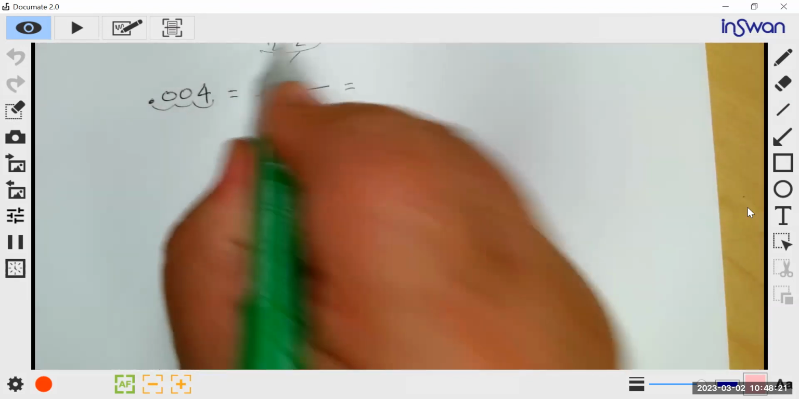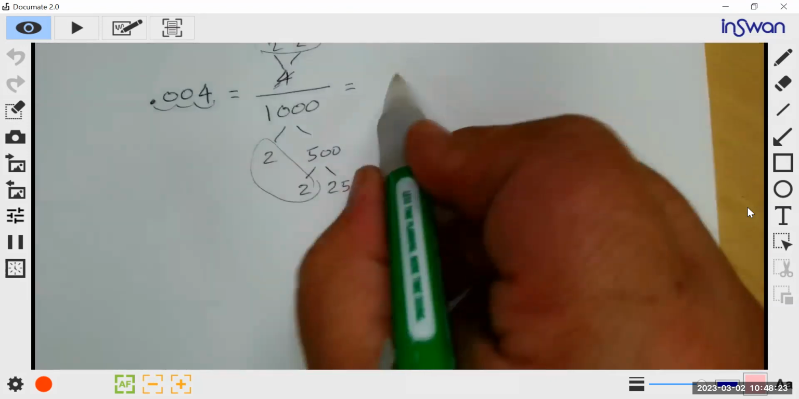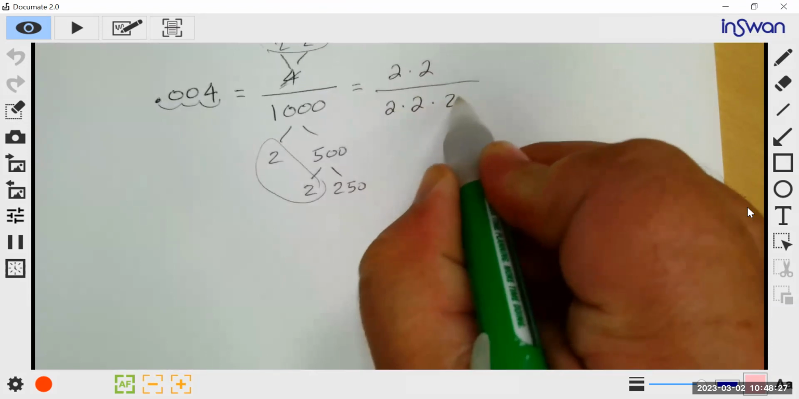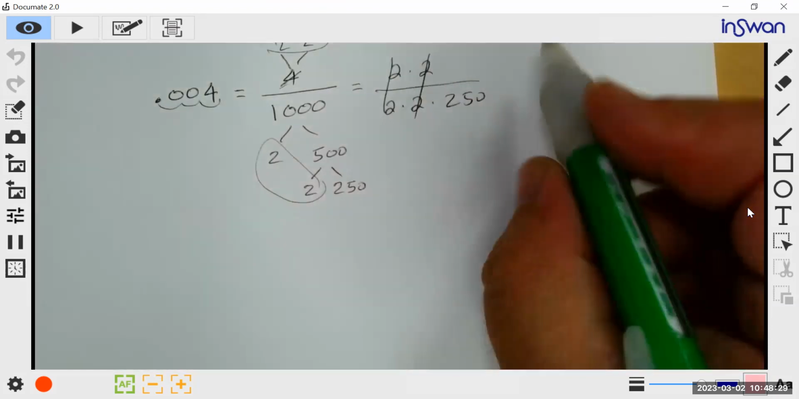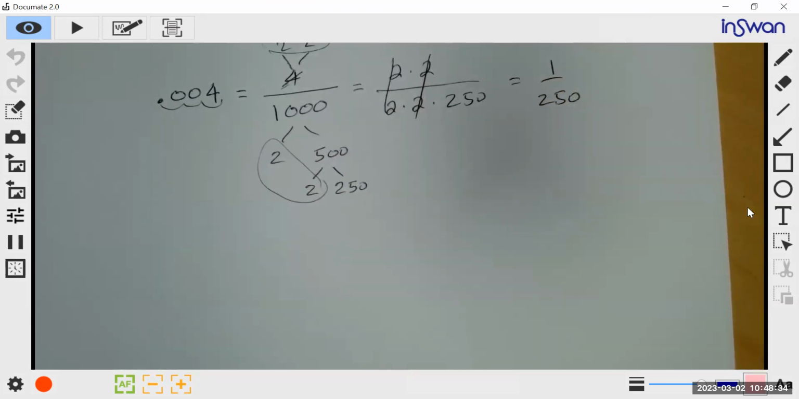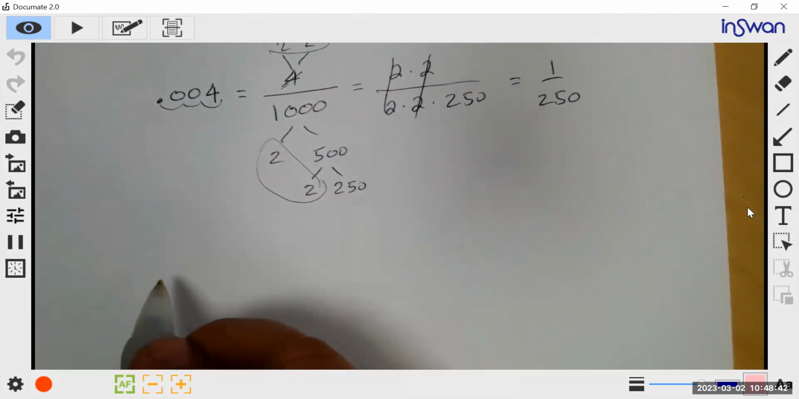And well, since we only have 2 2s on top, once I find 2 2s, I'm fat, dumb, and happy. So 2s cancel. So we get 1 over 250. So far so good. So let's look at these also.